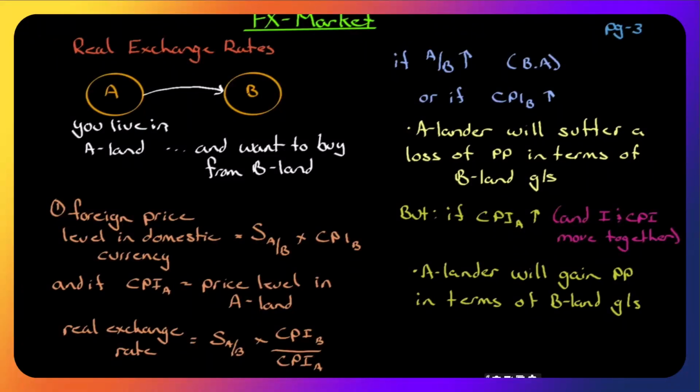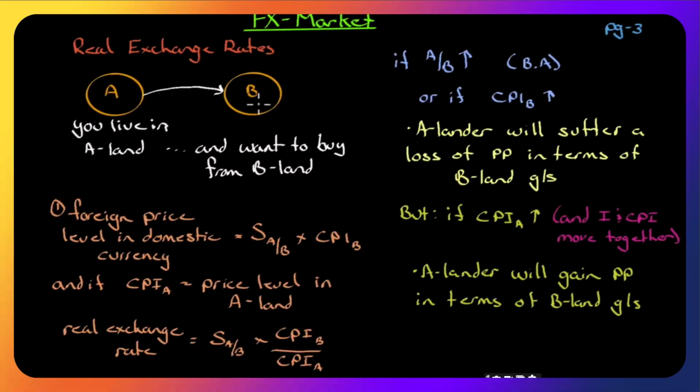But we've got to sort of get two things straight in our mind. So let's take a small example. Let's say that you live in A land. This is country A, this is country B. We'll call this A land, we'll call this B land. So you live in A land, and you want to buy from B land. So you're buying some stuff from B land. What would change your cost of buying from B land? What would change your cost?